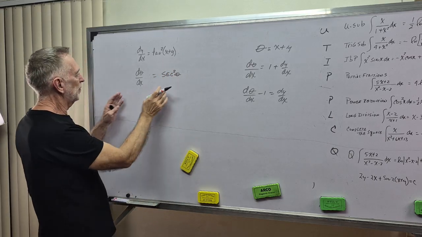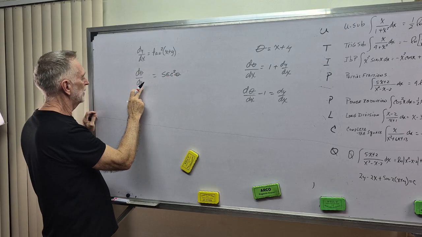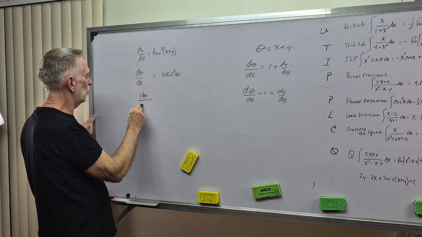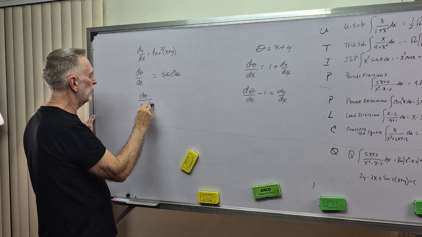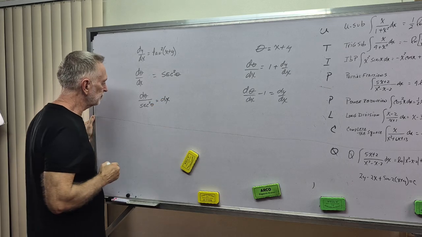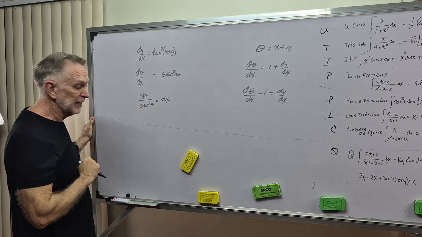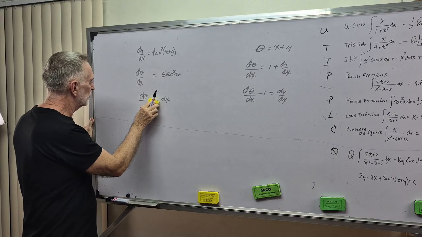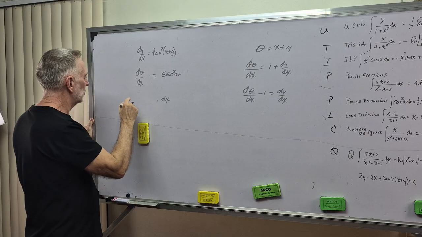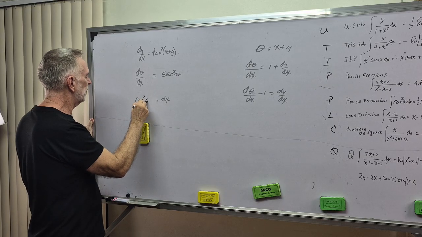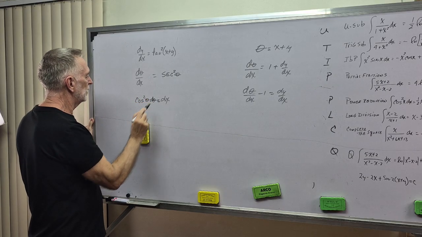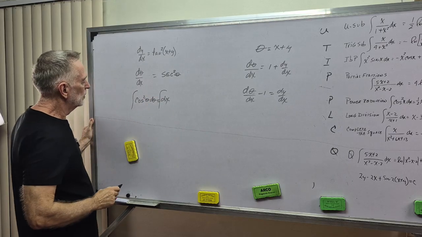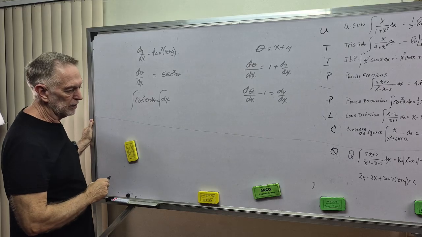Now let me separate the variables. I have a theta and an x. Let me get all the thetas on one side. So d theta over secant squared theta equals dx. Well, 1 over secant squared is what? Cosine squared. So that becomes cosine squared theta d theta, and that equals dx. Now then, let's integrate those. So I want to integrate cosine squared.